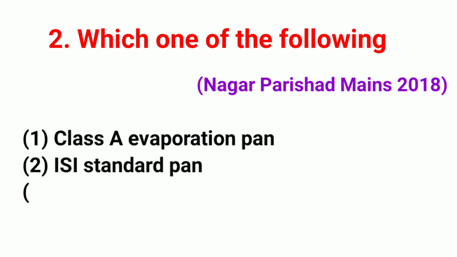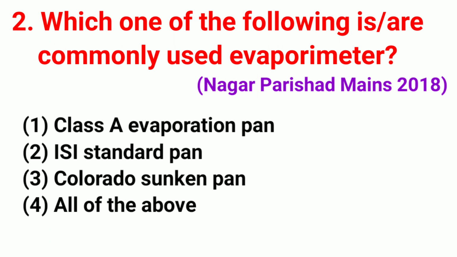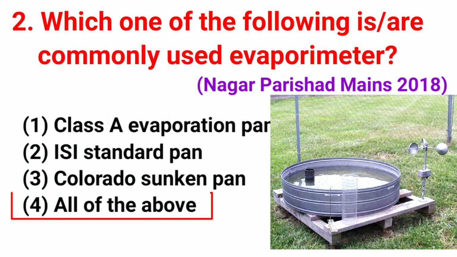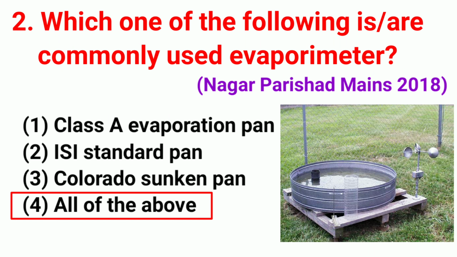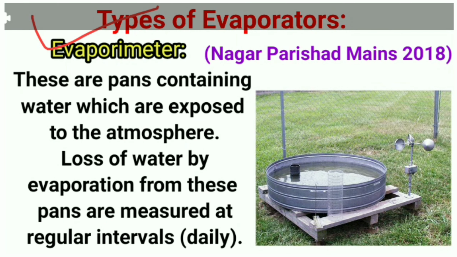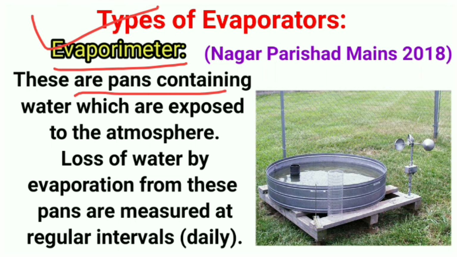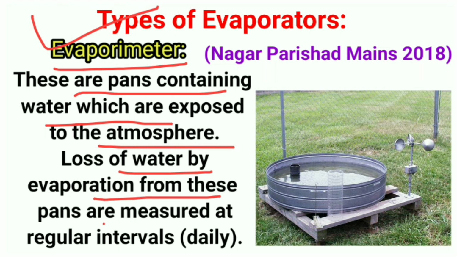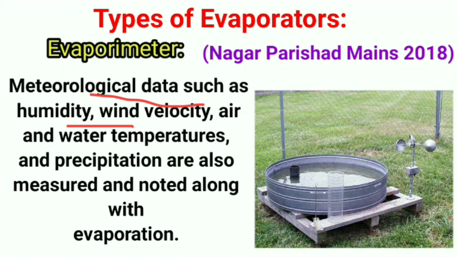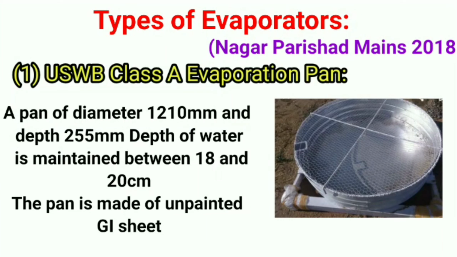Question number 2. Which one of the following is or are commonly used evaporimeters? Correct answer option 4, all of the above. Types of evaporimeters. These are pans containing water which are exposed to the atmosphere. Loss of water by evaporation from these pans is measured at regular intervals daily. Meteorological data such as humidity, wind velocity, air and water temperature and precipitation are also measured and noted along with evaporation.